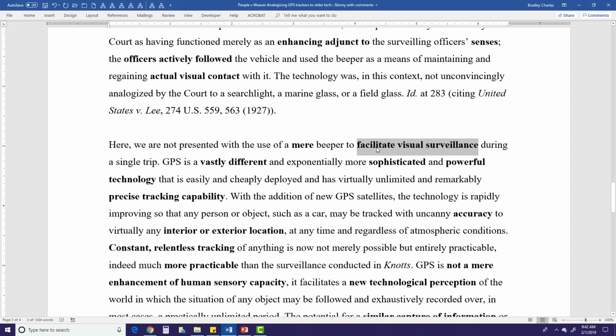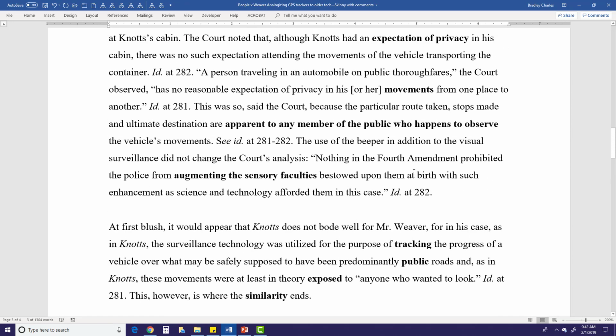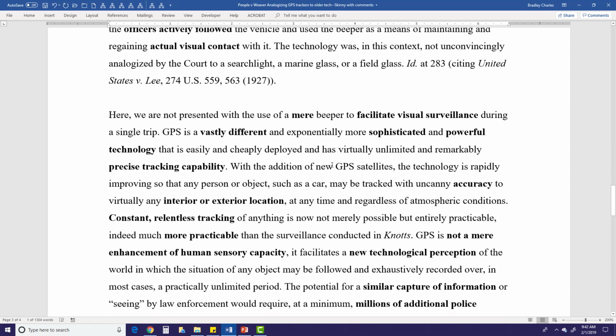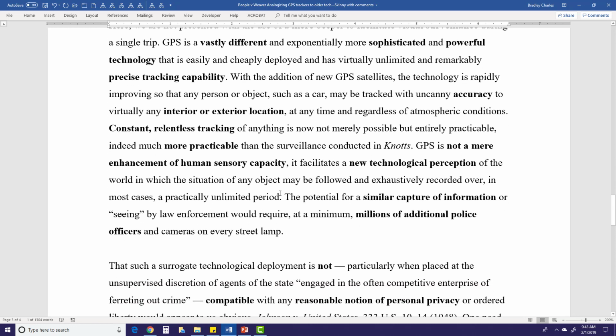But down here, he says this does a lot more than just facilitate visual surveillance. Facilitating visual surveillance is just another way of saying augmenting the sensory faculties and observing what's happening. So he's just taking the rule from Knotts and applying it, using slightly different words. Okay, so that shows a connection between the case law and our case. So you want to show the connection. And then here he characterizes how the GPS is different. He explains it's more accurate. He uses accurate and precise.